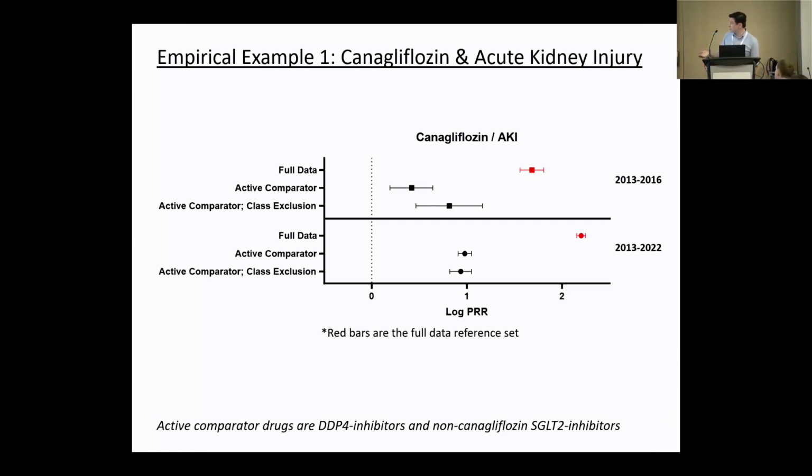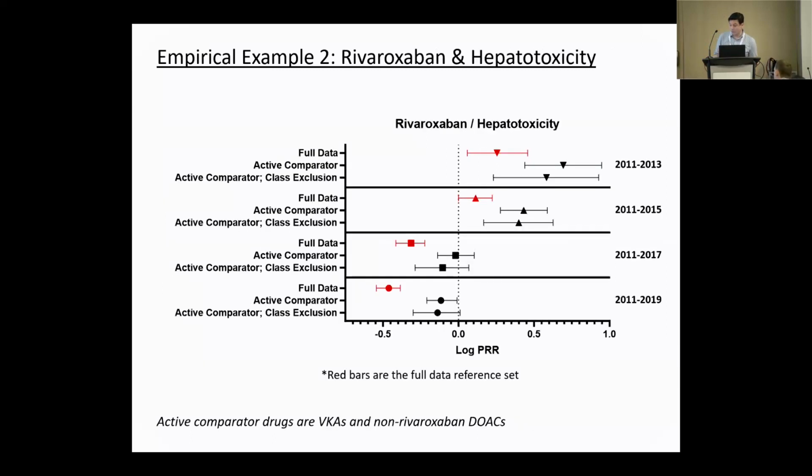What you can see here is that the canagliflozin acute kidney injury drug event pair produces a signal. However, the benchmark or full data comparison set has the largest signal, and the active comparator and active comparator exclusion sets attenuate the signal towards the null in both time intervals. So this appears to be working as intended. However, for rivaroxaban and hepatotoxicity, the opposite is true.